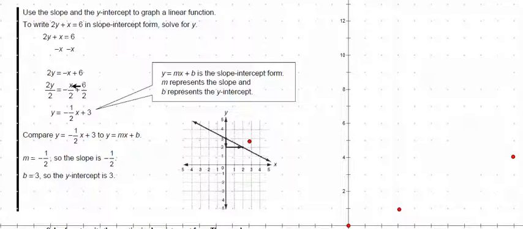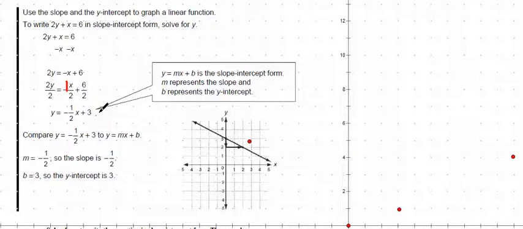When I have negative x over 2, it's better to put a 1 in front of the x, because you can always do that if you want. And then it's the same as negative 1/2 x. I'm doing that so that it'll be easier to say, hey, what's the slope? And then 6 divided by 2 is 3, so we simplified that.